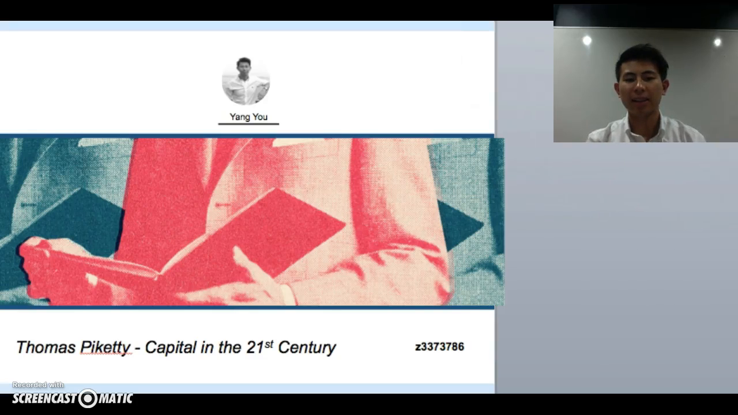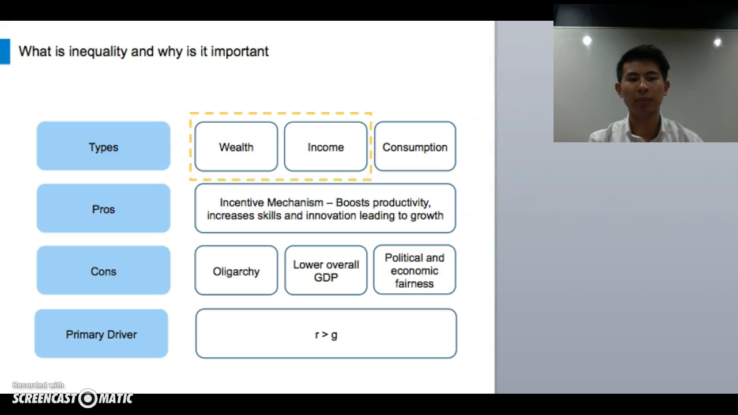Thomas Piketty analyzes vast amounts of data in the US and Europe to explain the drivers and impact of inequality. He looks at two types in particular, wealth and income. He notes that there is an optimum level of inequality that economies should strive for because it provides an incentive mechanism that boosts productivity, skills, and innovation, leading to higher growth.